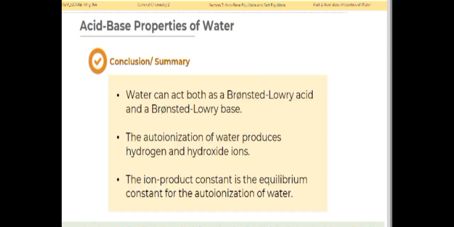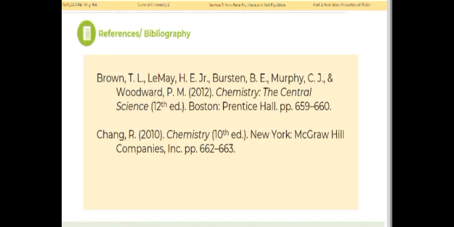To summarize, water can act both as a Bronsted-Lowry acid and a Bronsted-Lowry base. The autoionization of water produces hydrogen and hydroxide ions. And lastly, the ion product constant is the equilibrium constant for the autoionization of water. And that would be all for part 2 for the acid-base and salt equilibria.